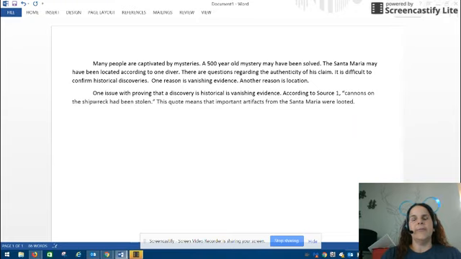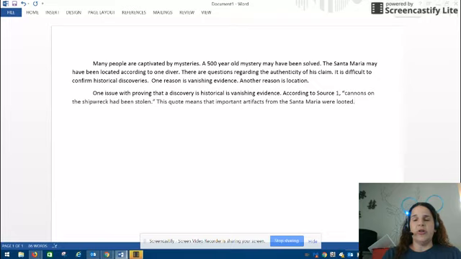When you elaborate, you can come up with your own wording. I don't want you to copy mine exactly. This quote means that important artifacts from the Santa Maria were looted. Or you could say this quote means that important pieces of one of Columbus's ships were removed by someone illegally, something like that. So that's another way of saying stolen. Just imagine the person is like 5 years old and they don't understand what "cannons on the shipwreck had been stolen" means. Pretend they don't know, and you have to explain it to them.